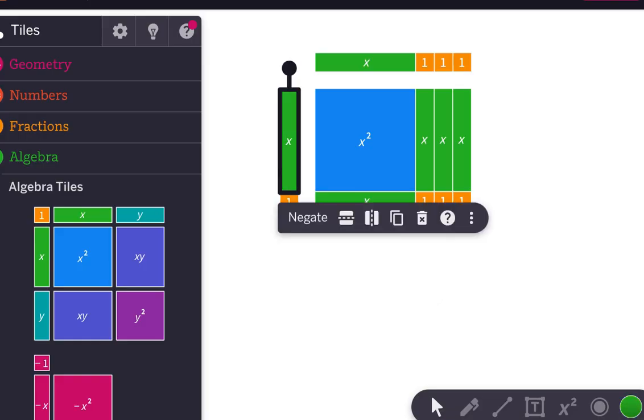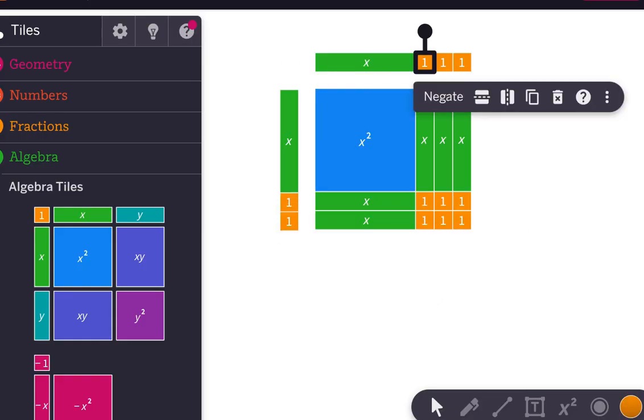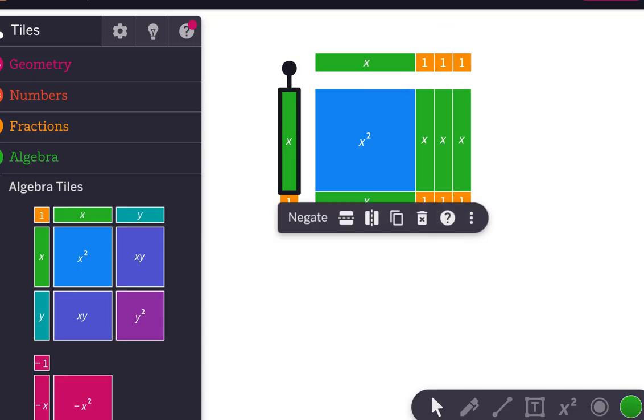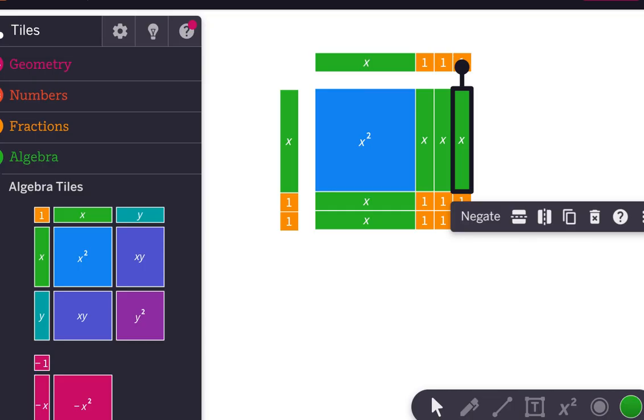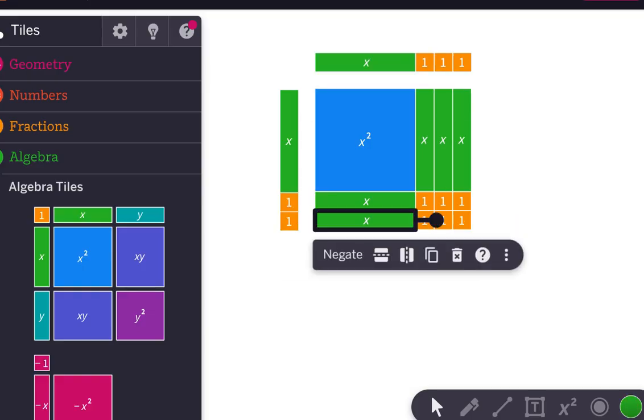Because my x times x creates x squared. My x times 1 becomes x. And then the same way this way, my x times 1 becomes x.